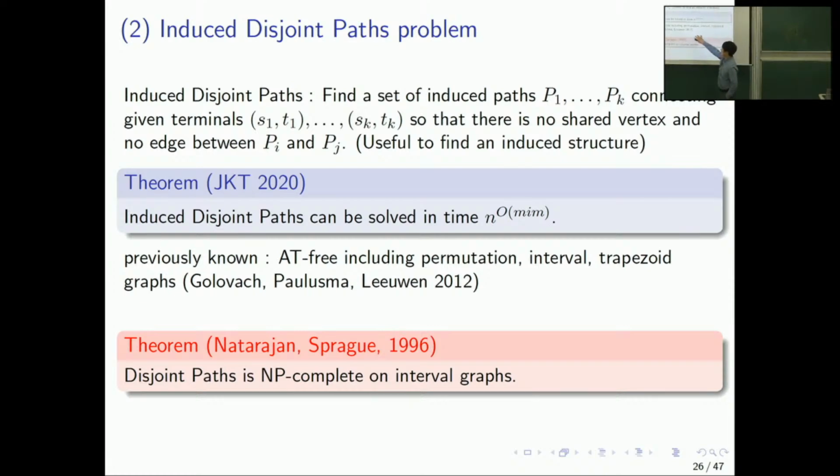Previously, Golovach, Paulusma, and Ligt proved a polynomial time algorithm on AT-free graphs. This includes the permutation graphs, interval graphs and trapezoid graphs. But other than that, we give a polynomial time algorithm. It's known that disjoint paths is NP-complete on interval graphs, so disjoint paths is just NP-complete, since the number of terminals is part of the input. It's not fixed.